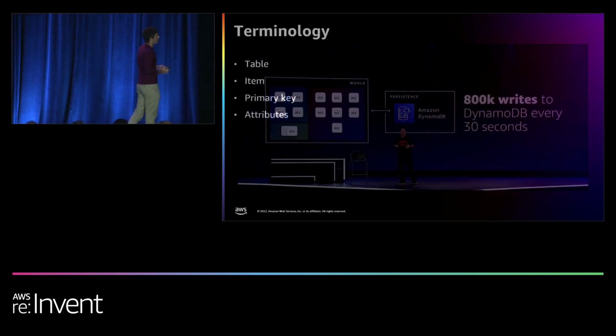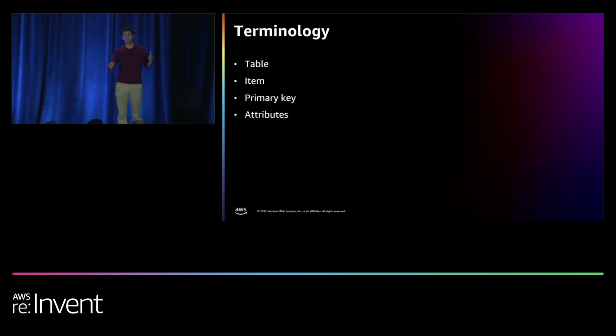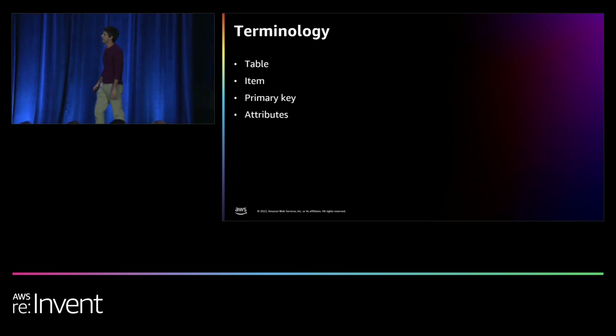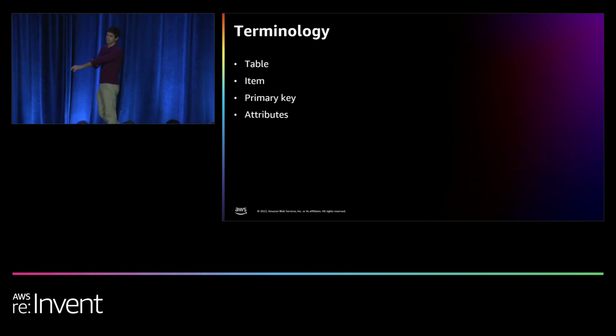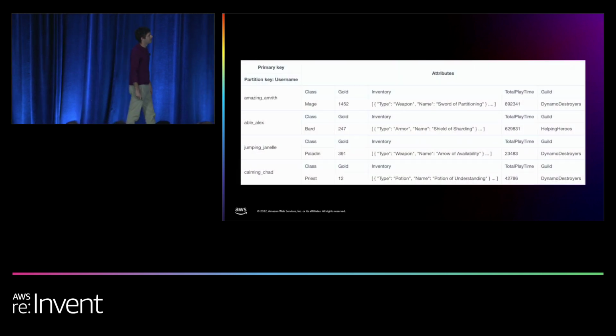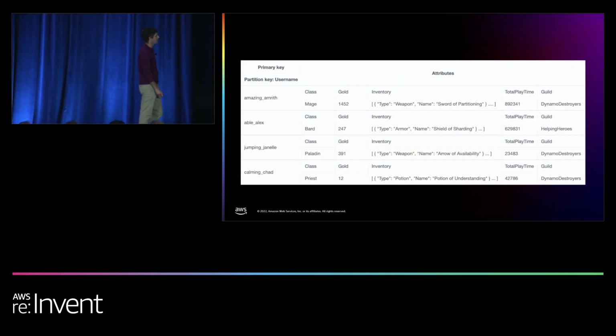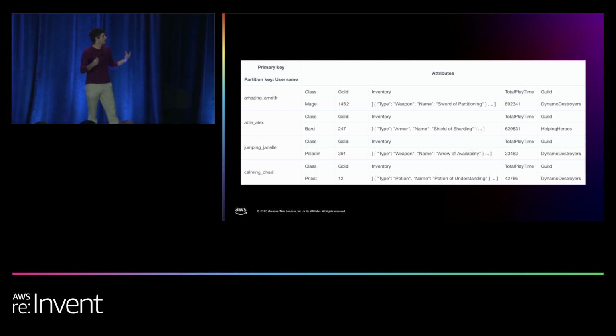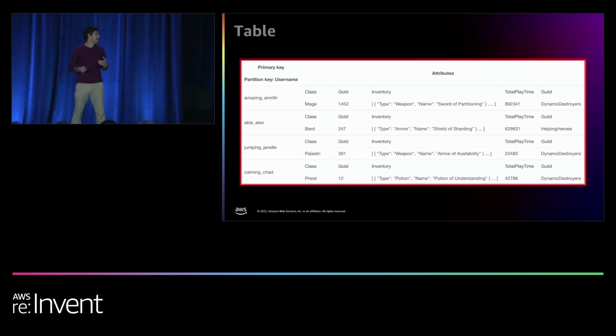I always like to start off with some terminology. So 4 key terms: table, item, primary key, and attributes. We'll do it in the context of that game. So we'll start off with some users in our game. If you see, we have some users here: Amrit, myself, Janelle, and Chad. 4 records, and they're going to be contained in what's called a table, right?